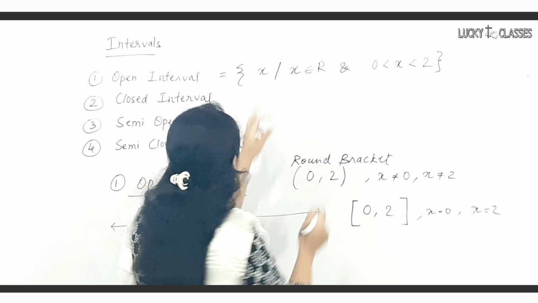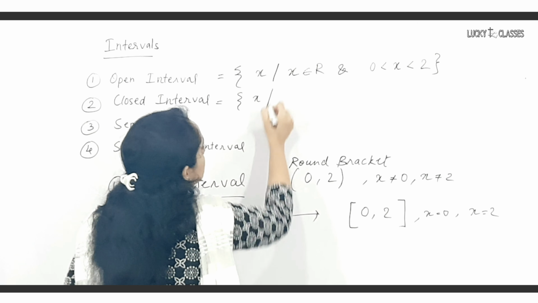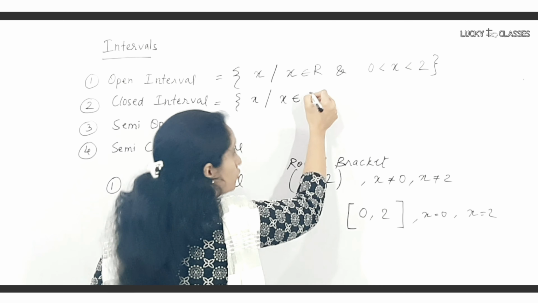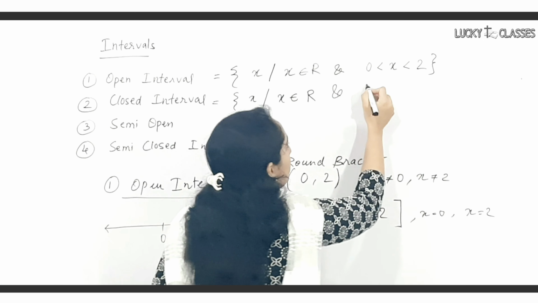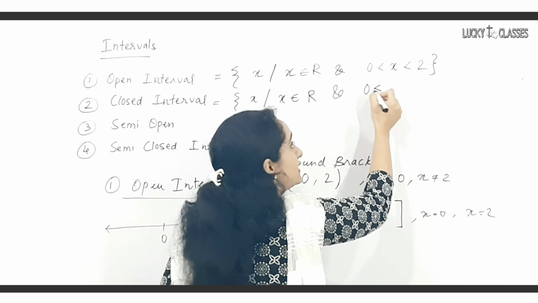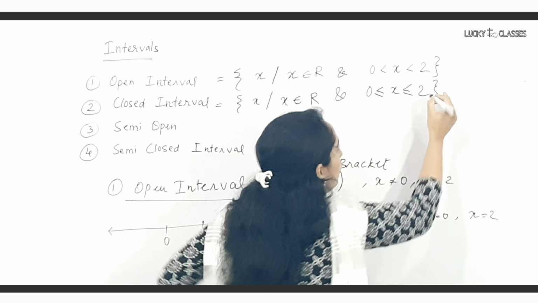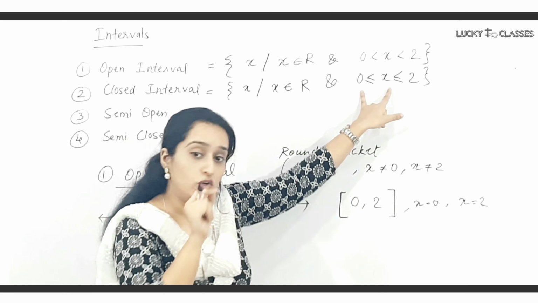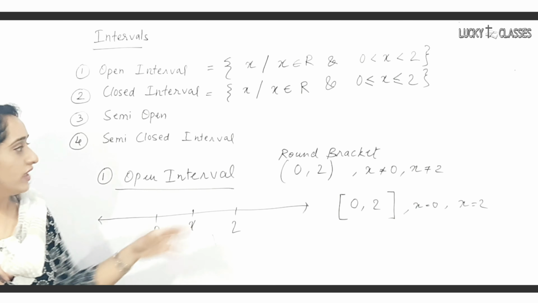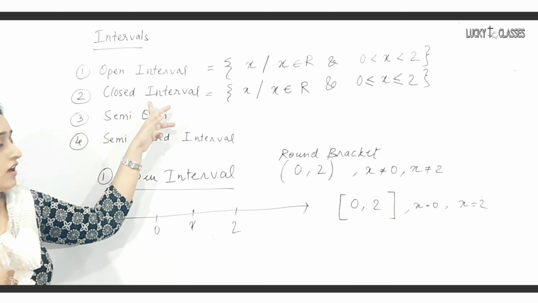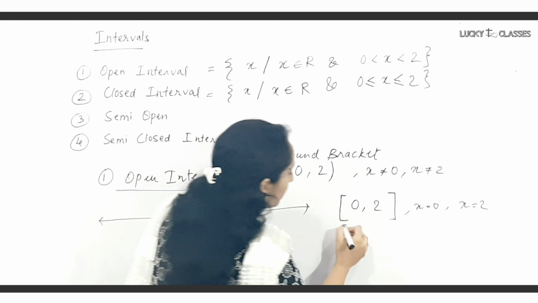So that is why if I want to represent it in set builder form, I'll write it x such that x belongs to real number and 0 less than equal to x less than equal to 2. Okay, only less than equal to will come over here. That is the difference in closed interval. Okay, closed intervals we denote it by square brackets. This is called as square bracket.